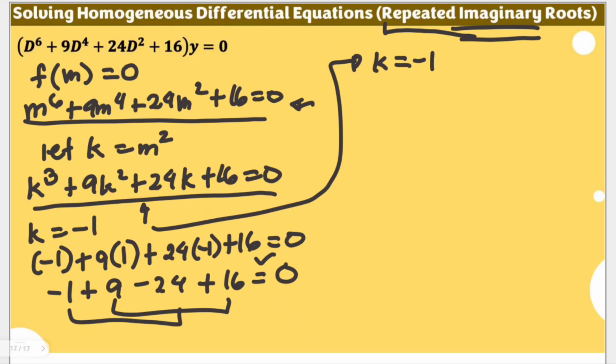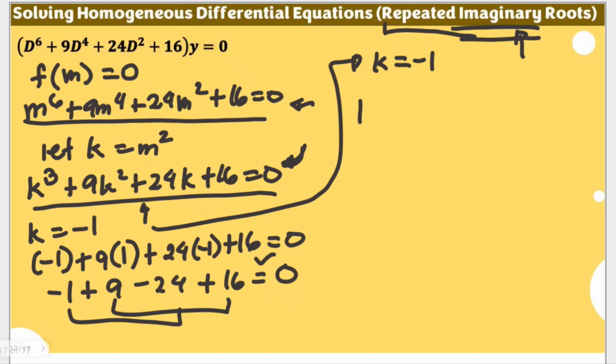But this is not the root that we're talking about here, because this is just the root of the equation where we let k equal to m squared. We will return to that later. Let's stick with this first. Let's solve first all the values of k for this time, and then later on substitute m squared to all of the situations. So once we have this, let's use synthetic division.